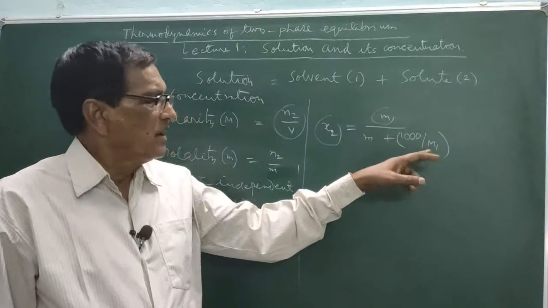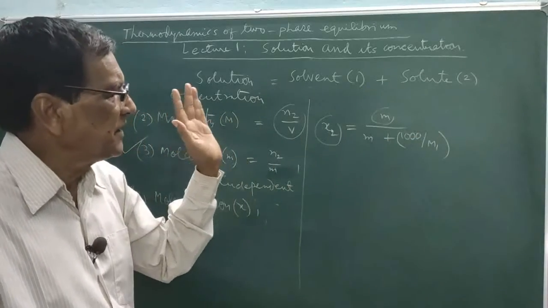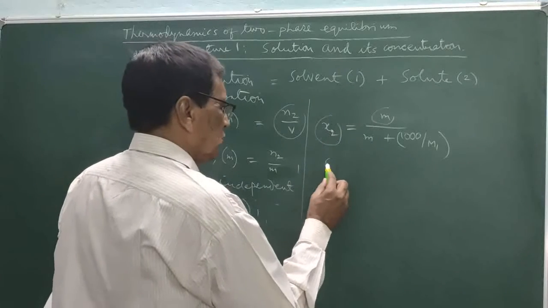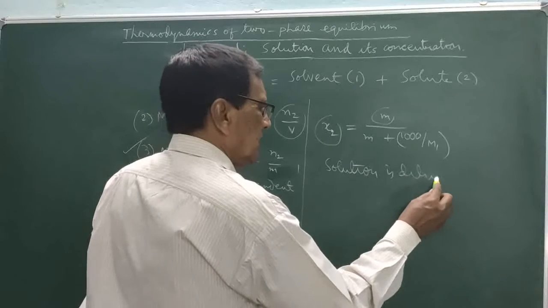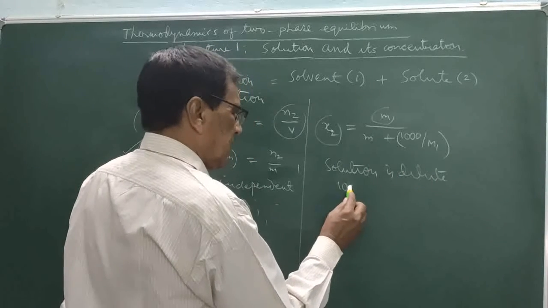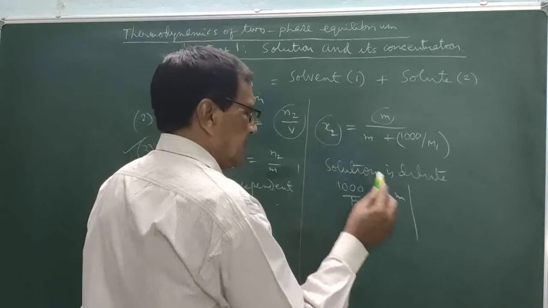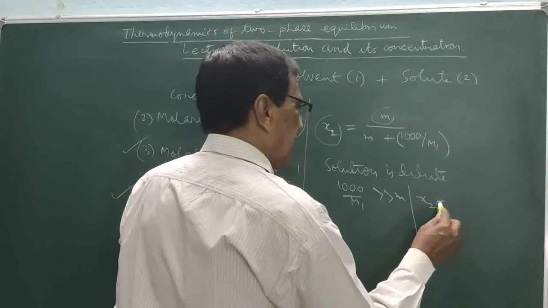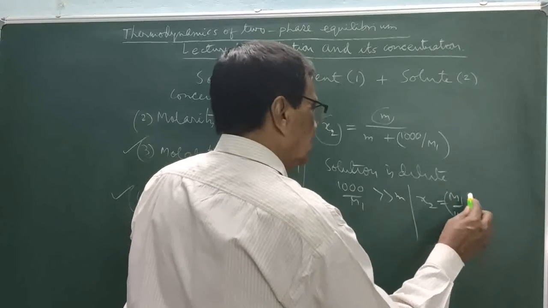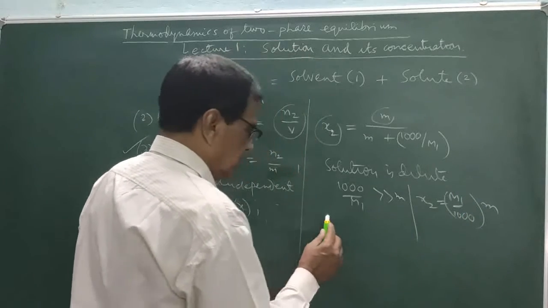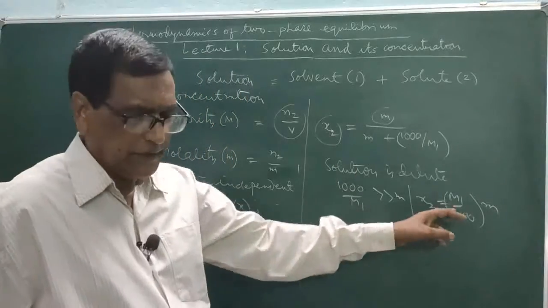Here m1 is the molecular weight or the molar mass of the solvent. And you can see whenever the solution is dilute, in that case 1000 by m1 is much greater than m. So in that case x2 would be written as m1 divided by 1000 into m, or you can say x2 is proportional to m for a given solvent.